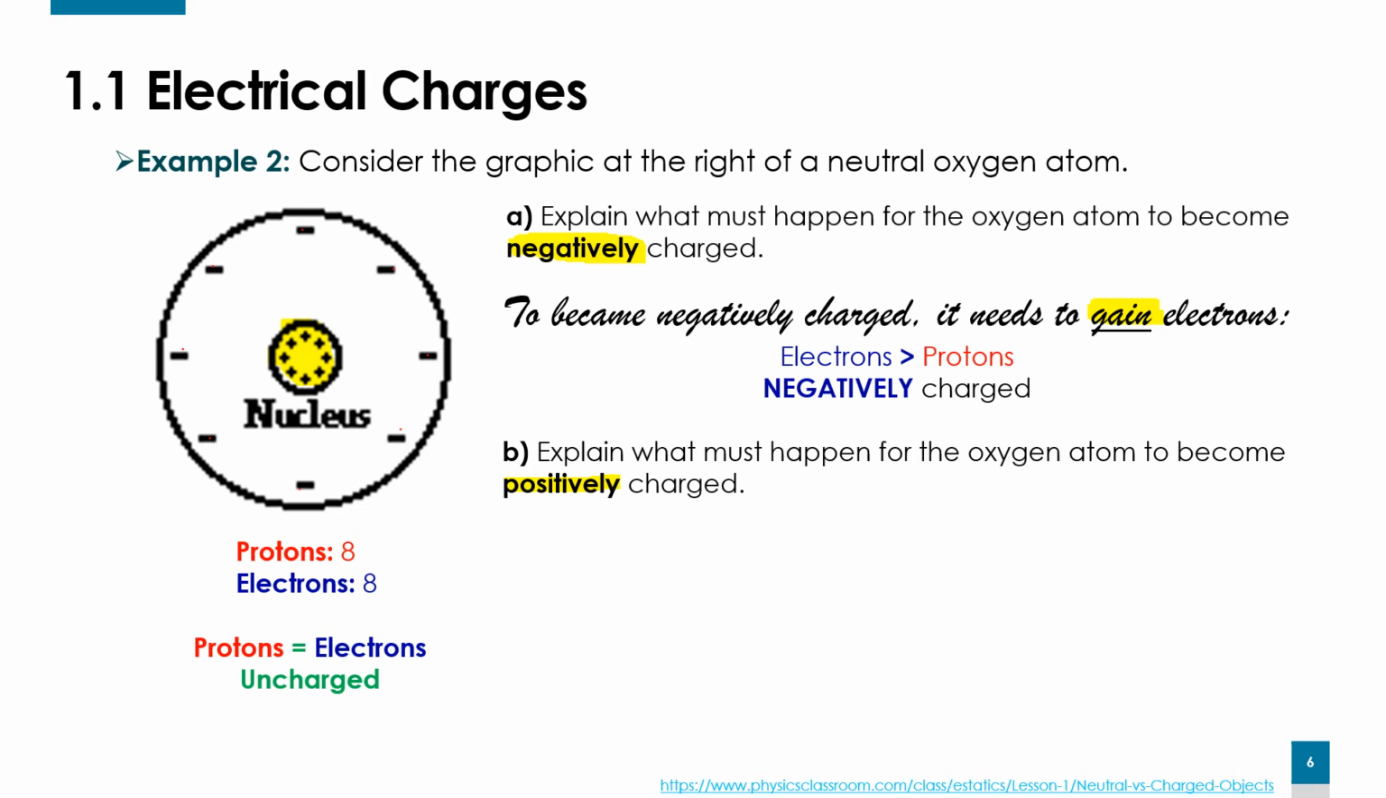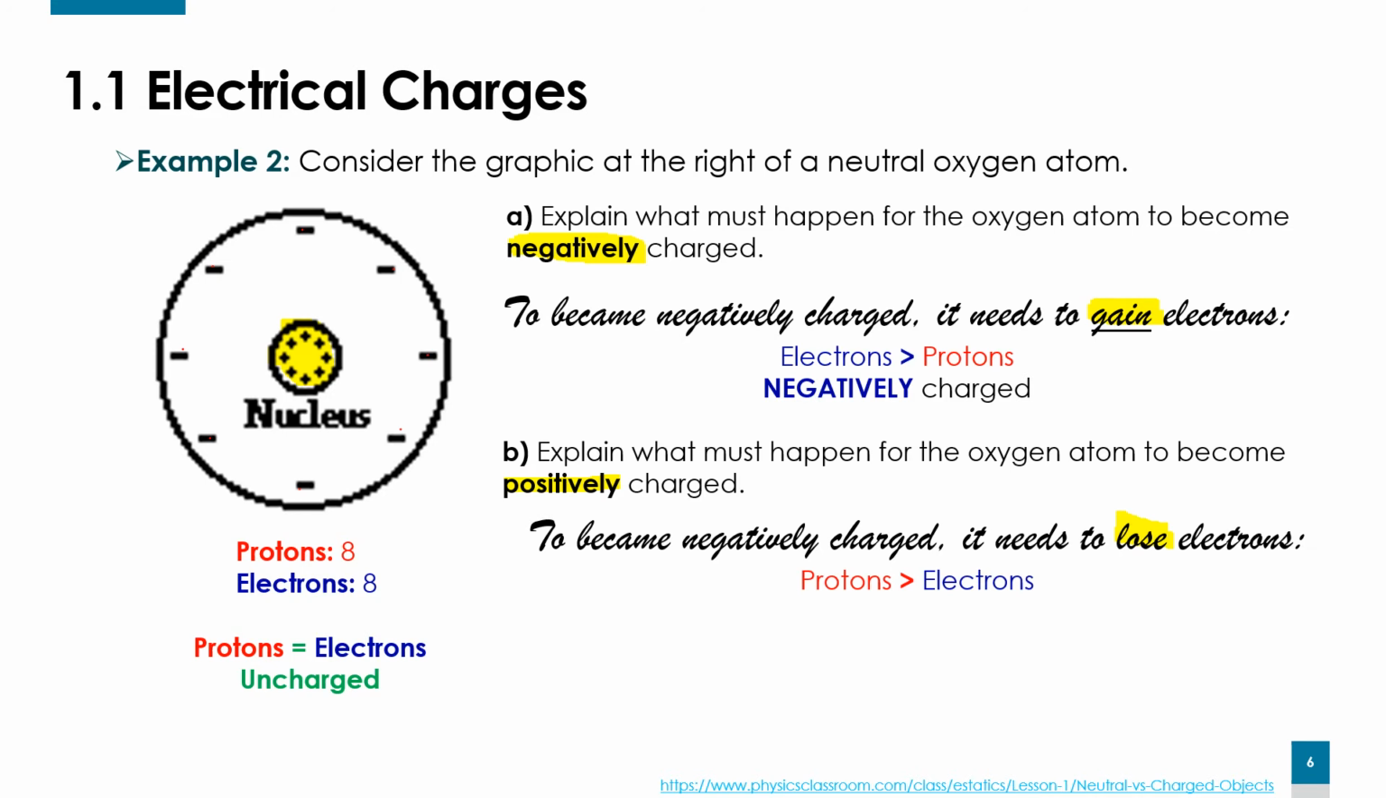So here, let's talk just about electrons. I'm going to gain or lose electrons. For me to be positively charged, what needs to happen? I need to lose electrons, right? If I lose electrons, my number of protons will be more than my number of electrons. If my number of protons is higher than my number of electrons, it's going to be positively charged.